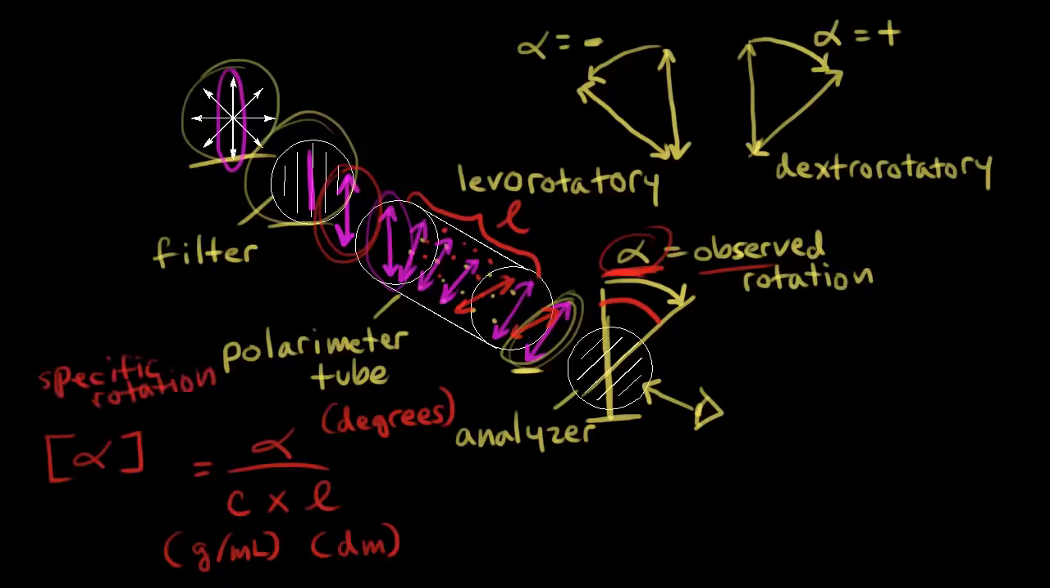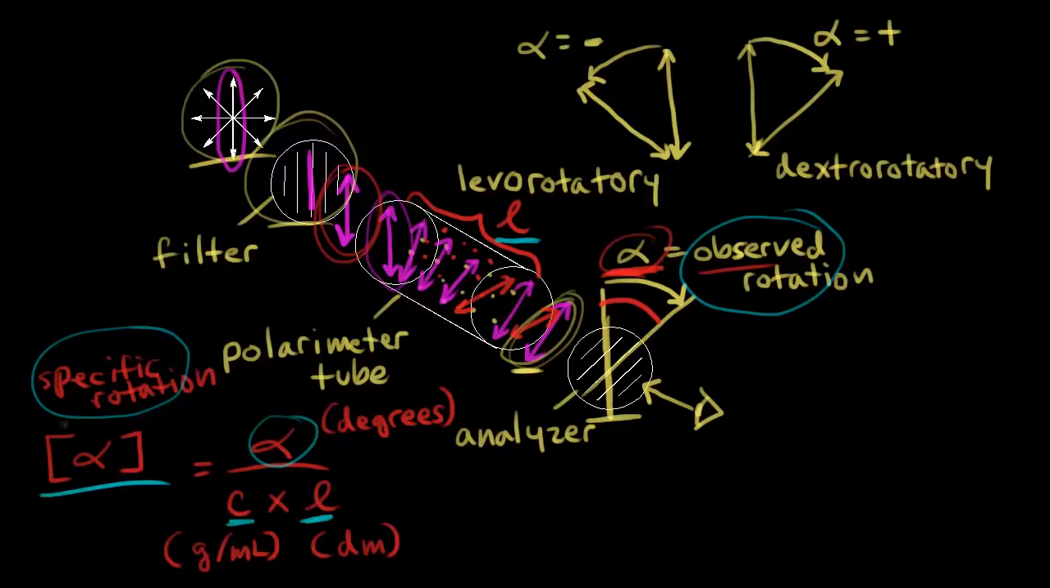And the nice thing about the specific rotation is this is a constant. Your observed rotation might change depending on what concentration you're using and what your path length is. But if you take the observed rotation and divide it by the concentration times the path length, you get the specific rotation. Having this as a physical constant is very useful because you can look up these specific rotations for specific compounds. So for example, you could look up the specific rotation for S-carvone, which we talked about earlier.